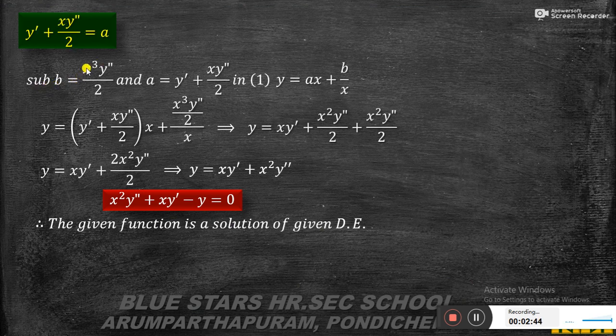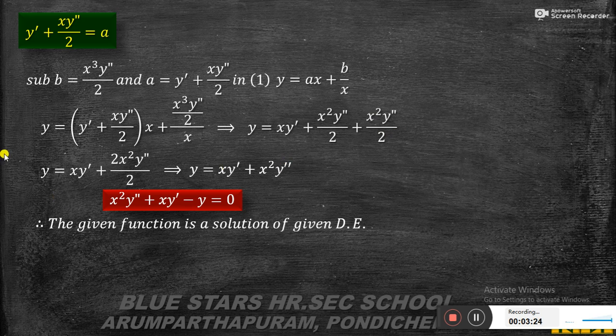Therefore substitute b equal to x cube y double dash by 2 and a equal to y dash plus xy double dash by 2 in equation number 1. This is equation number 1, y equal to ax plus b by x. I substitute the a value. A value is y dash plus xy double dash by 2, into x, plus the b value x cube y double dash by 2, by x. Which implies y equal to, I multiply the x in the factor, x into y dash, xy dash, plus xy double dash into x means x square y double dash by 2, plus, and next x cube cancelled, so x square y double dash by 2.